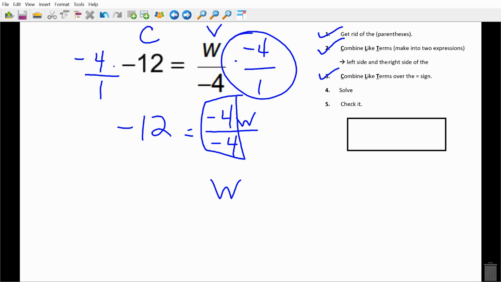What is negative 4 times negative 12? Positive 48. All right, so we solved it. Now, of course, what do you have to do?